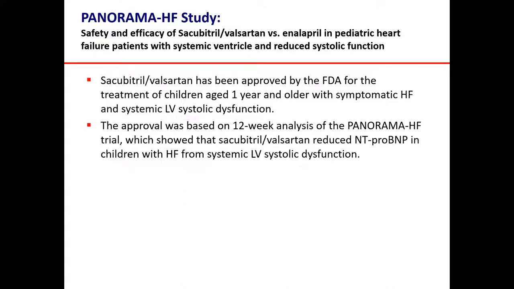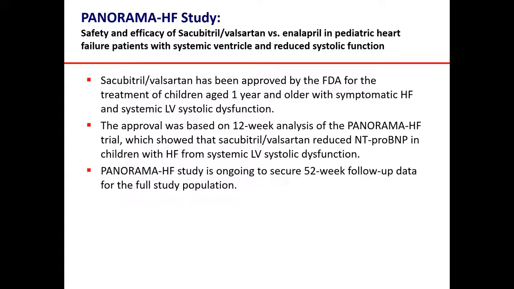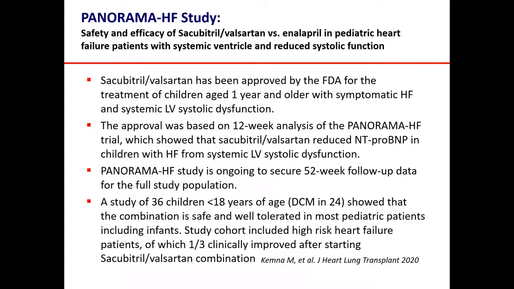The approval was actually based on a 12-week analysis, which showed that the combination of these two drugs would reduce NT-proBNP in children who are suffering from dilated cardiomyopathy. As I said, it is an ongoing study, and we still don't have the 52-week follow-up data for the full study population. So we don't have the survival analysis yet, but at least based on the NT-proBNP levels, this drug has been approved, and we have also started using this drug.